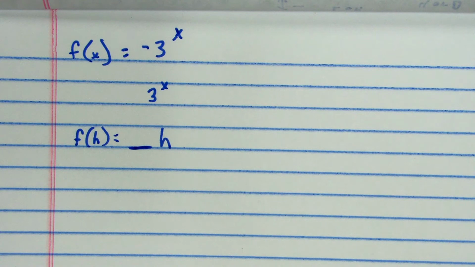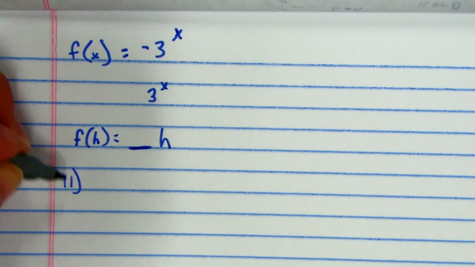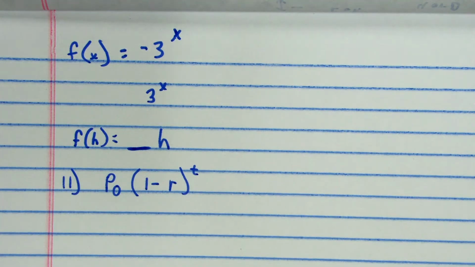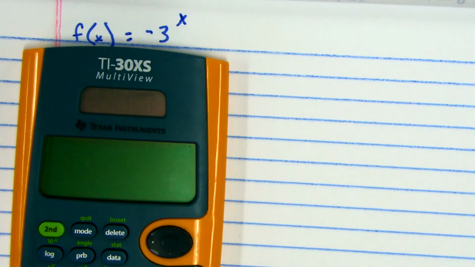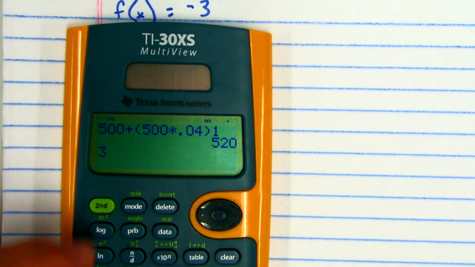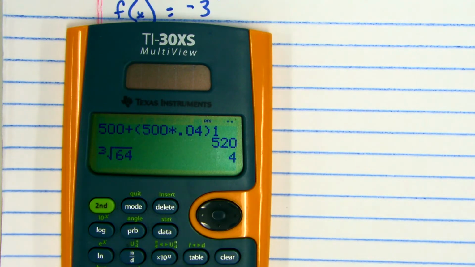Problem number 11 became an issue because it's compound interest. And for this one, you were supposed to use 1 minus the rate. The reason it was 1 minus is because they're saying the population is decreasing. Problem 12, you just use your calculator, trying to find the cube root. So that means you'd hit 3 cube root of 64 equal, and it was 4.